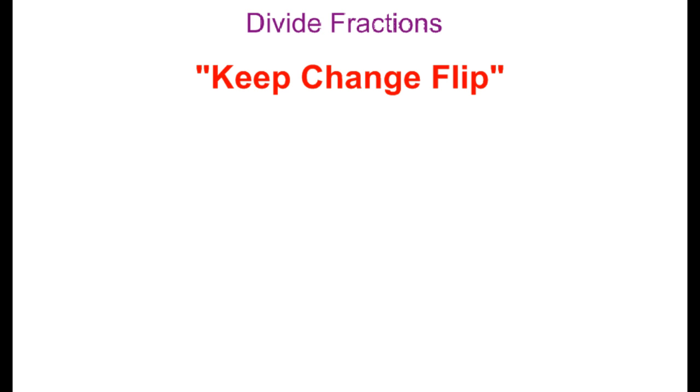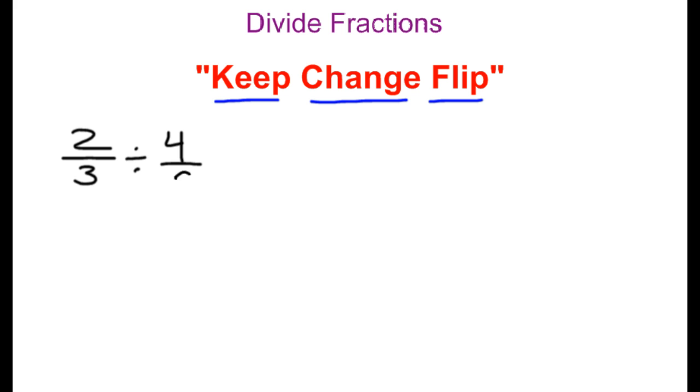Now, for dividing fractions, the thing you want to keep in mind is this little phrase: keep, change, flip. And we'll see what that means as we do an example. So if I wanted to do 2/3 divided by 4/5, I'm going to follow my 3-word saying here: keep, change, flip. So I'm going to keep the first fraction the same. I'm going to change the sign from division to multiplication. And I'm going to flip the second fraction, and so 4/5 becomes 5/4.